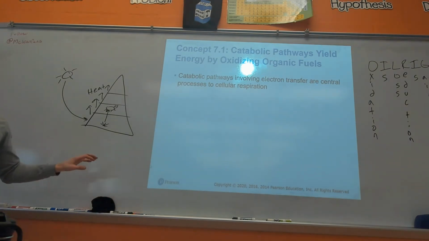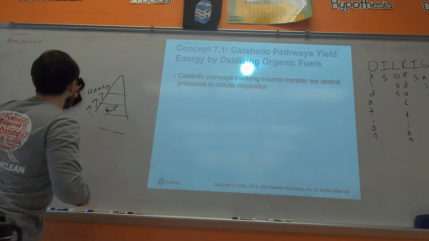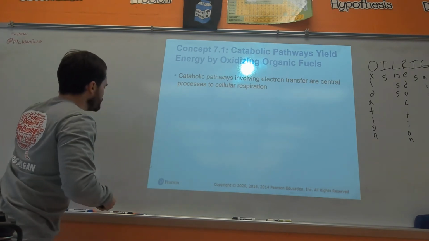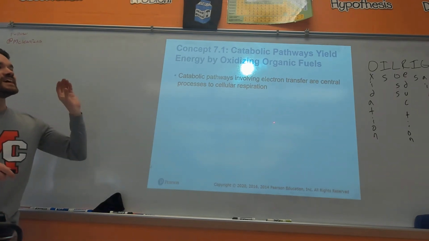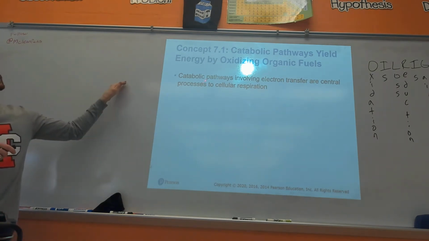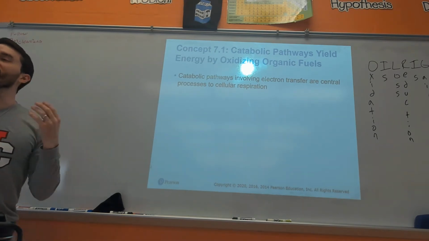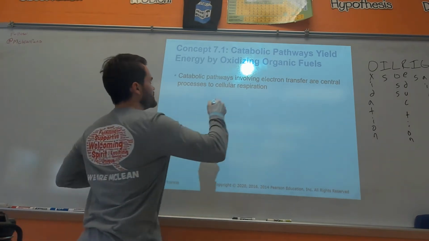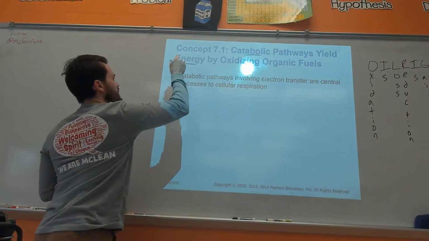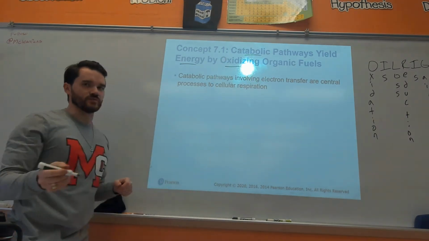Yeah, so as I mentioned, catabolic pathways will give us that energy. Catabolic, you're breaking things down. We break down our food like glucose and use that energy to make ATP. Now, what I'm going to show you is a redox reaction. Catabolic is breaking down, and how we yield energy from catabolic reactions is by oxidizing organic fuels.